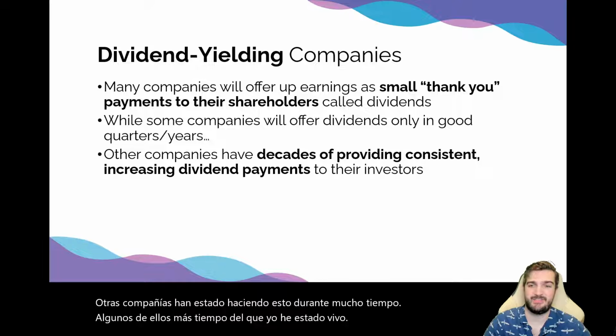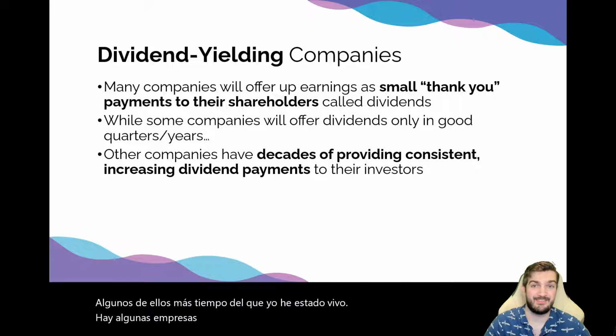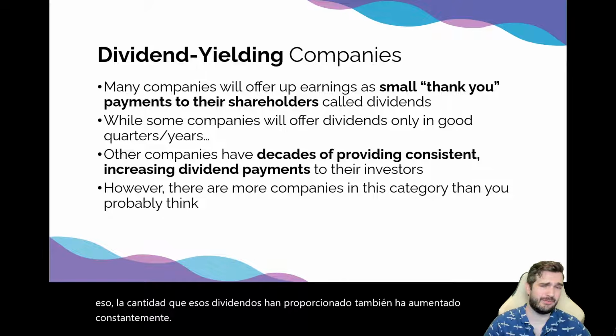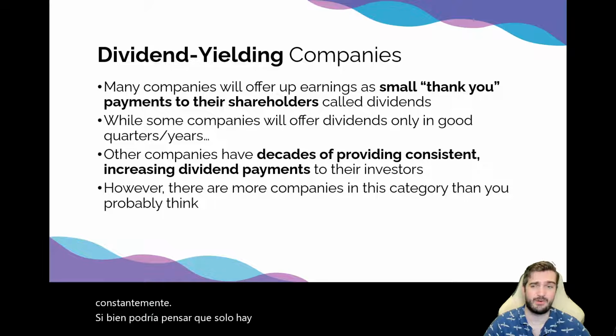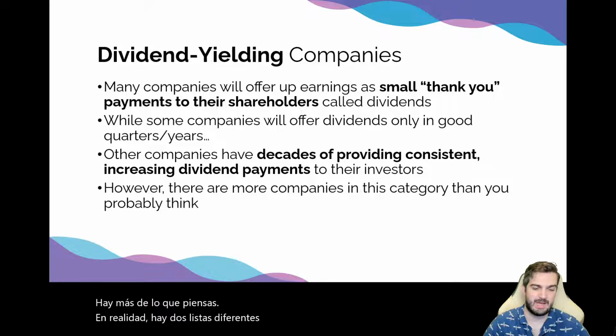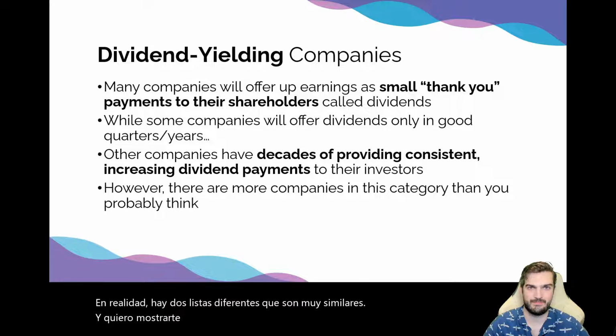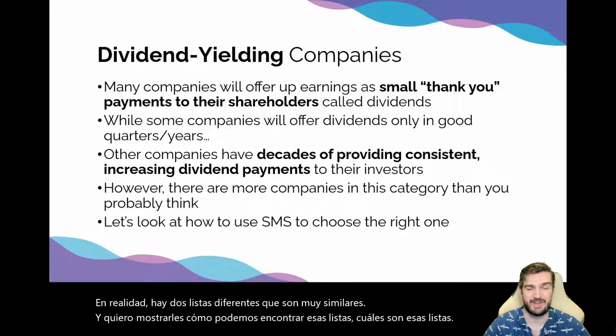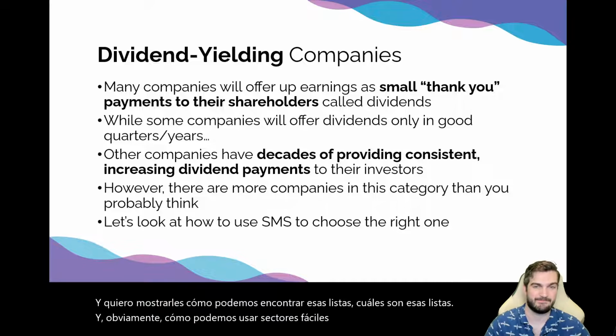There are some companies that have decades of consistent dividend payments, but not only that, the amount that those dividends have provided has increased consistently as well. While you might think there's only a few companies in this category, there's more than you think. There's actually two different lists that are very similar. I want to show you how we can find those lists, what those lists are, and obviously, how we can use Sectors Made Simple to choose the right company.